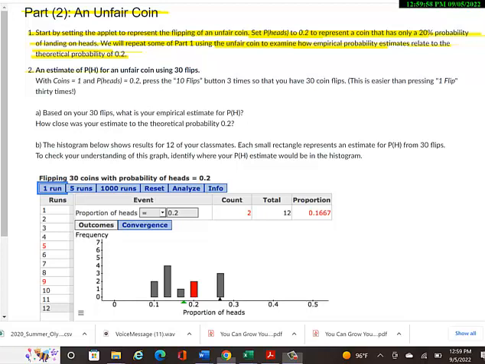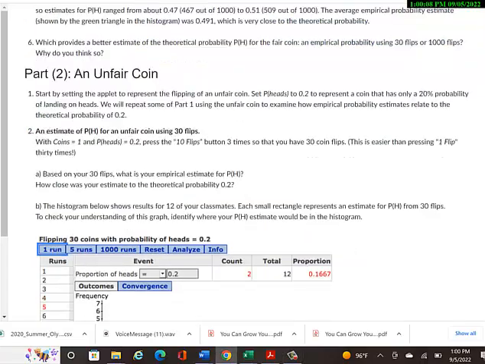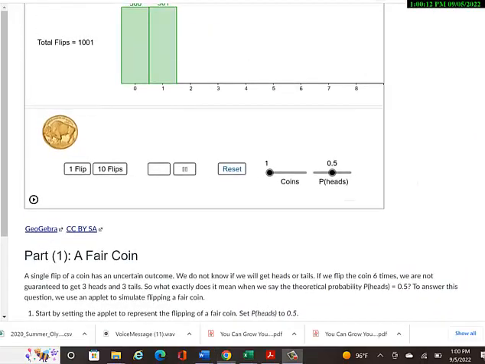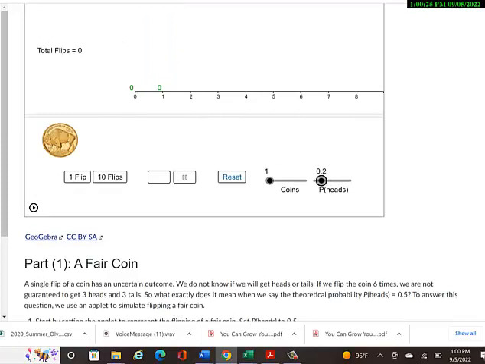An estimate of probability of H with an unfair coin using 30 flips. So first, let's go and change our probability of H from 0.5 to 0.2 now. Let's go back up there. That was in this area here. We no longer want probability of heads to be 0.5. We want to move it over to 0.2. Just kind of drag it over until, there we go. Now we see 0.2. Okay, now let's go back and see what else they want us to do.